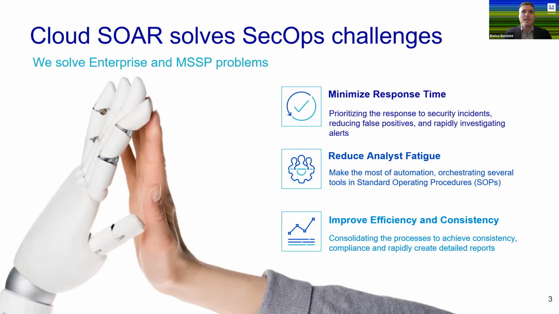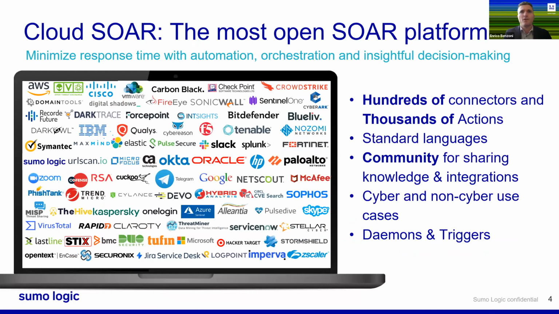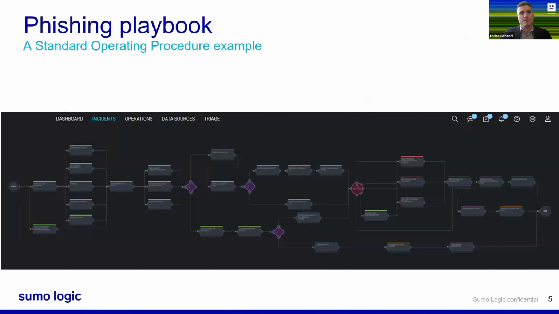capabilities that we have. We already have hundreds of connectors that you can add to your processes, and no process is the same as another one. And the power of SOAR is the flexibility, because cybersecurity has to serve the business, and you have to adapt your environment to the business and the processes that you have, and you can protect them. And you can also create cyber and non-cyber use cases.